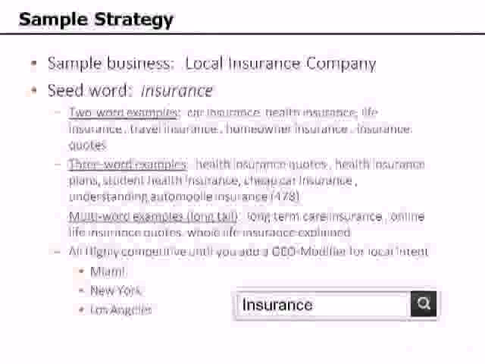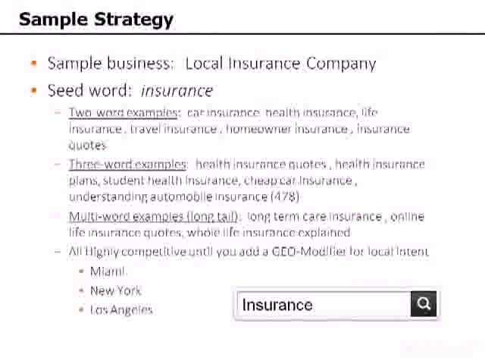So we've covered a lot of information around keyword strategy and keyword research. We're going to do a sample strategy in the next video and look at a local insurance company, their seed word being insurance, some of the two-word phrases, and then some of the three-word and longer tail phrases that we talked about. We'll consider the user intent of these phrases and see if there's any local intent so that we can modify our search phrase with a geo modifier, which is a city name or multiple city names appended to our keyword search. So we have something like Miami Health Insurance quotes, and this is the sample strategy that we're going to look at in the next video.